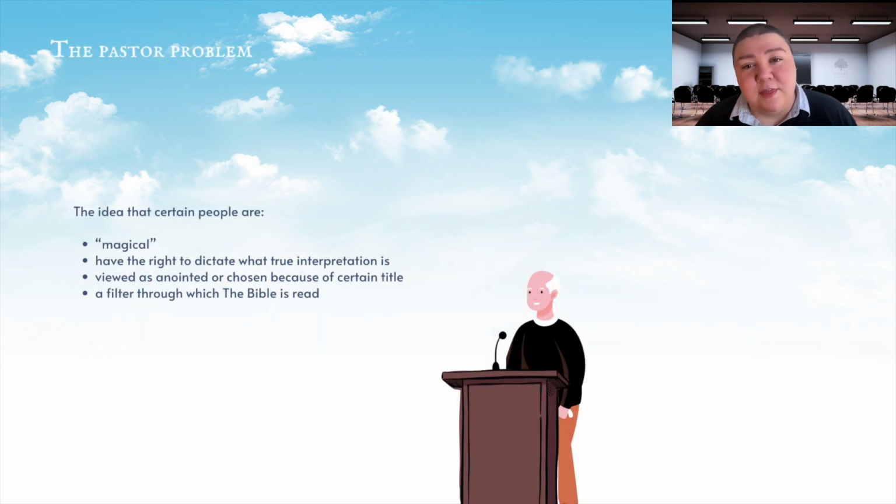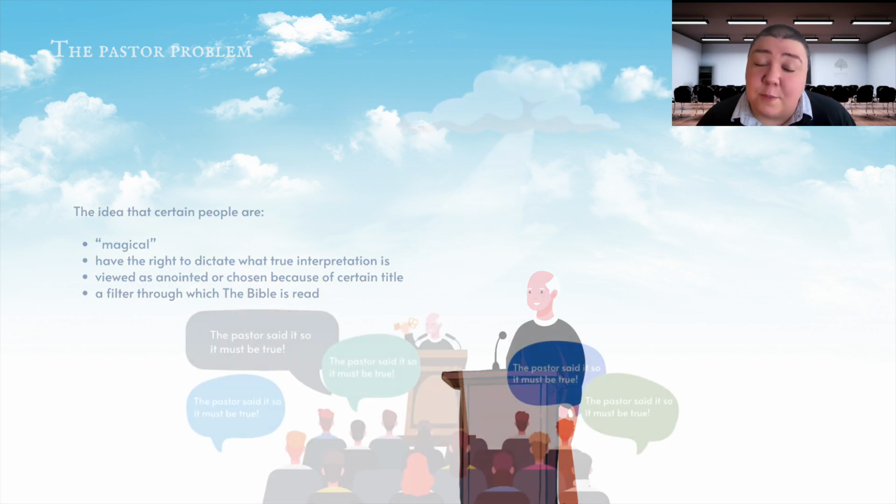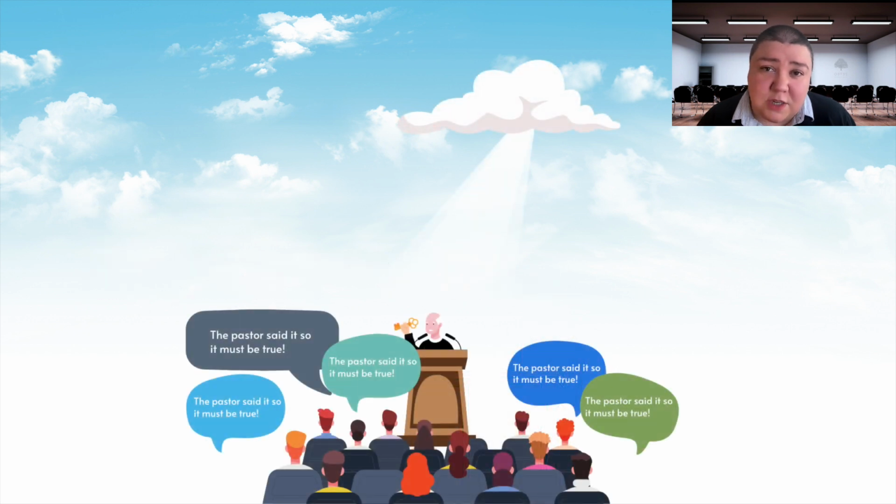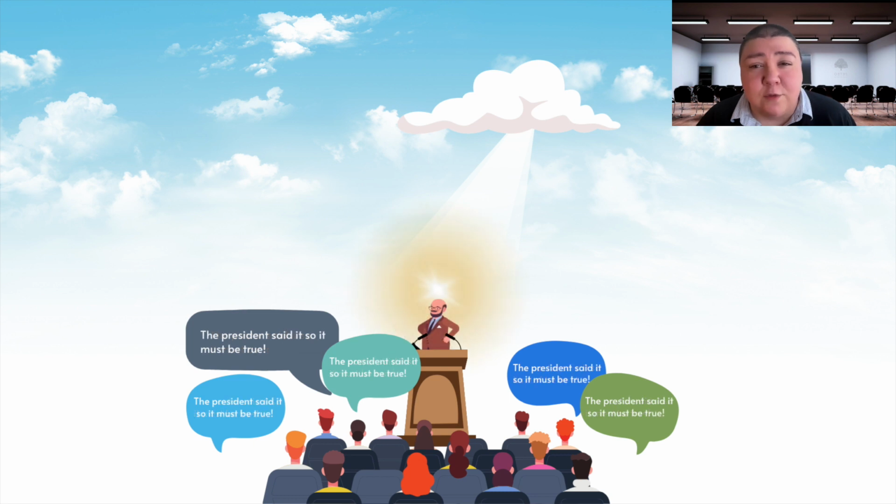The idea behind the pastor problem is almost that certain people are seen as magical. They have certain mysterious powers that give them the right to dictate what true interpretation is because they're viewed as anointed or chosen or have a certain title. And the Bible then becomes filtered through this person and their position of authority. The pastor said it, so it must be true. The General Conference president said it, so it must be true.